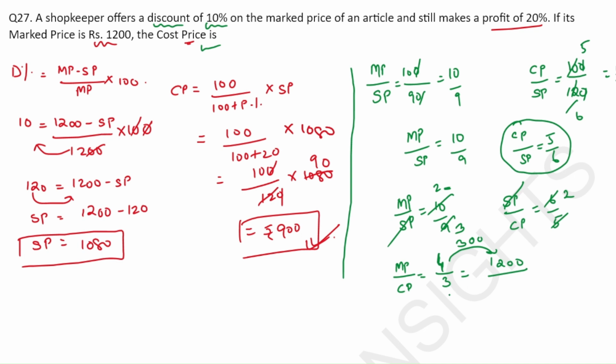So we have to find the cost price of 3 parts of the article. That means you also have to multiply 300 with the cost price part. It will give you 900. So therefore the cost price of the article is 900. Okay, so this is how we find it by the ratio method. Whichever method you're comfortable with, you can solve. You will get the same answer.